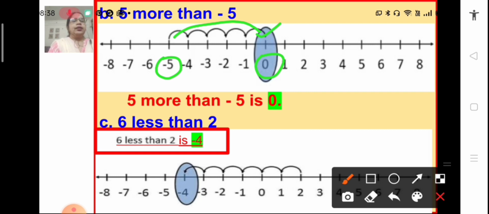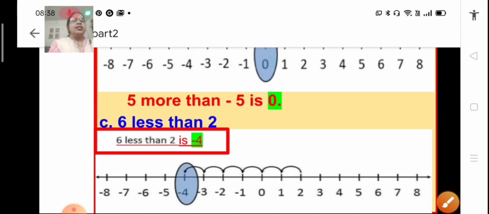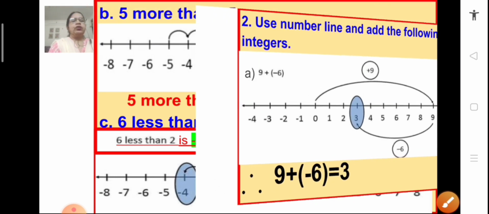C. 6 less than 2. For this, from 0 we move to 2 first, and it is 6 less than that. Less than means we move in the left direction, and where do we reach? We reach negative 4 after taking 6 steps to the left.